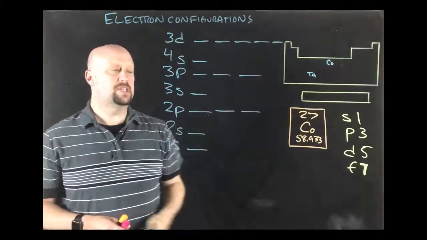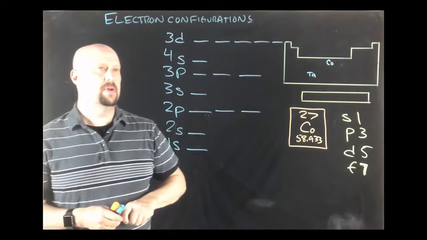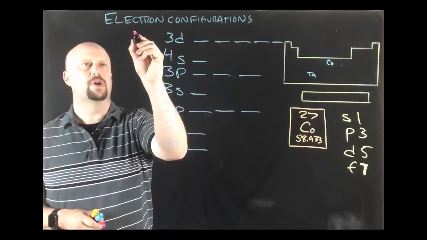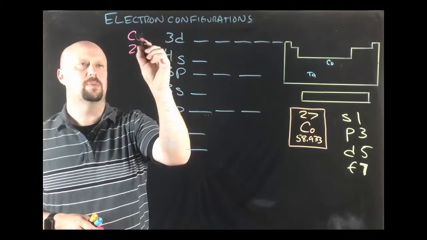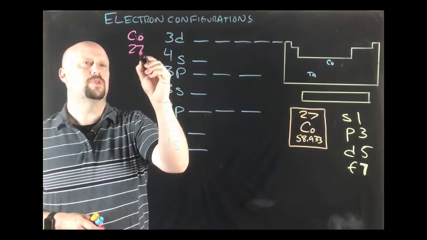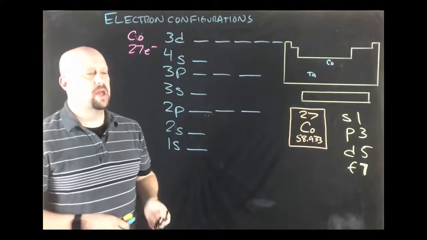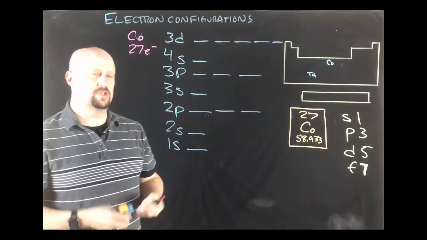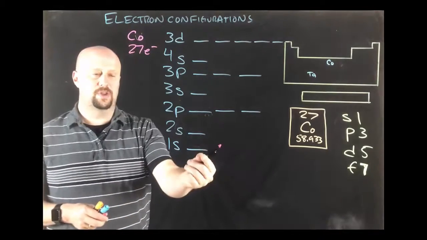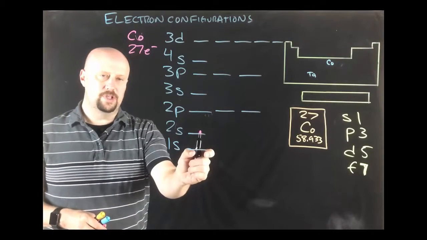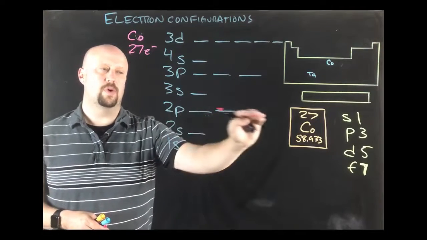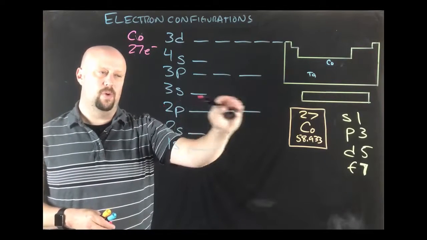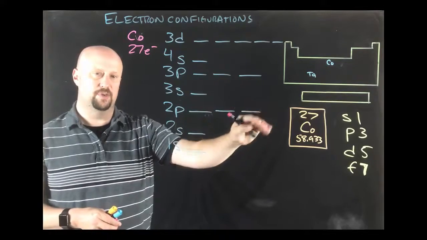So I've got 27 electrons, okay? And so I always like to write that down. I'm doing cobalt, 27 electrons. And so we're going to fill in 27 electrons. Remember your 3 rules. We start at the bottom, no more than 2 per box. Anytime we get to degenerate orbitals, or orbitals that are all the same, we're going to put 1 in each before we go back and put 2 in each.